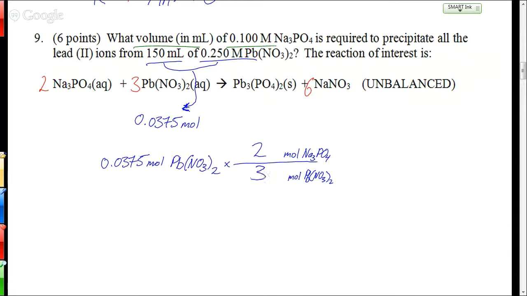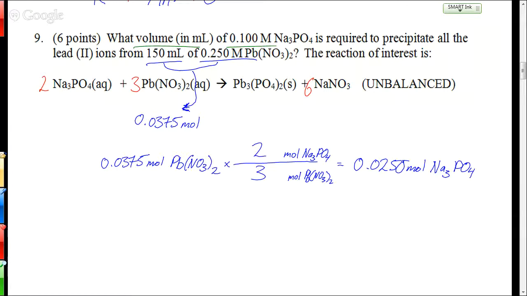And this shows us we have 2 of those for 3 of those. And that gets us 0.025. All right, so the answer to our question in moles is 0.025. There are 0.0250, I guess it should be. 0.0250 moles of sodium phosphate will precipitate all the lead ions from that much lead nitrate.